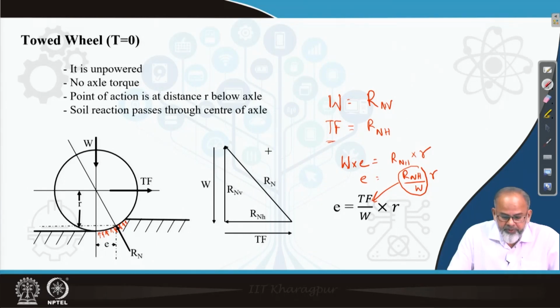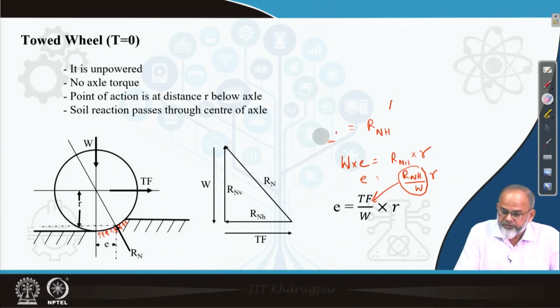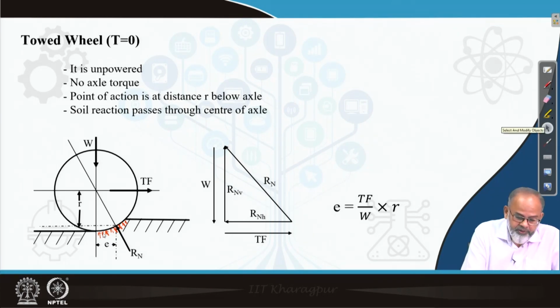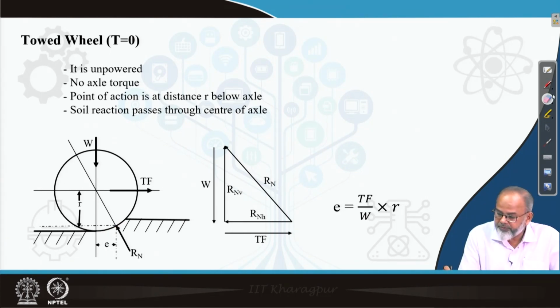Now the moment we apply a little torque, there will be shearing force acting on the interface. In this condition, there is no shearing force. In a towed wheel, there is no shearing force, but in a powered wheel or a self-propelled wheel, there will be torque acting.